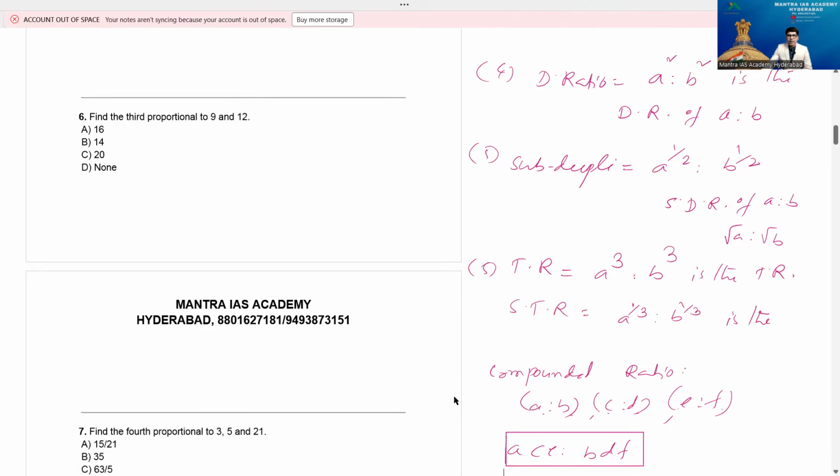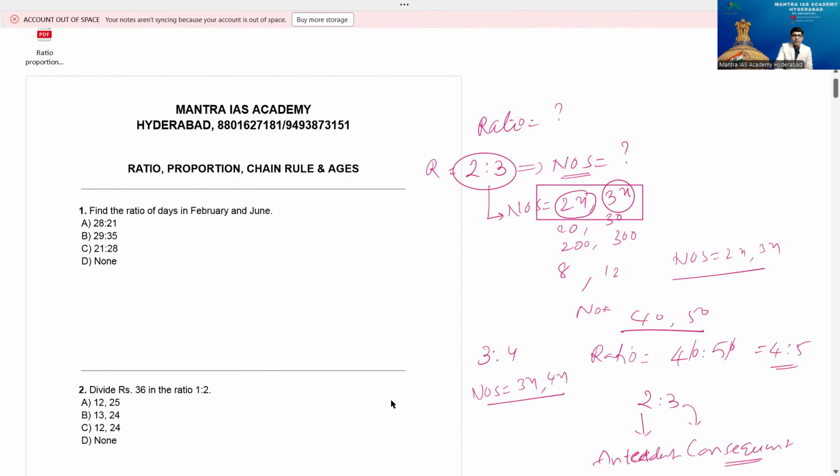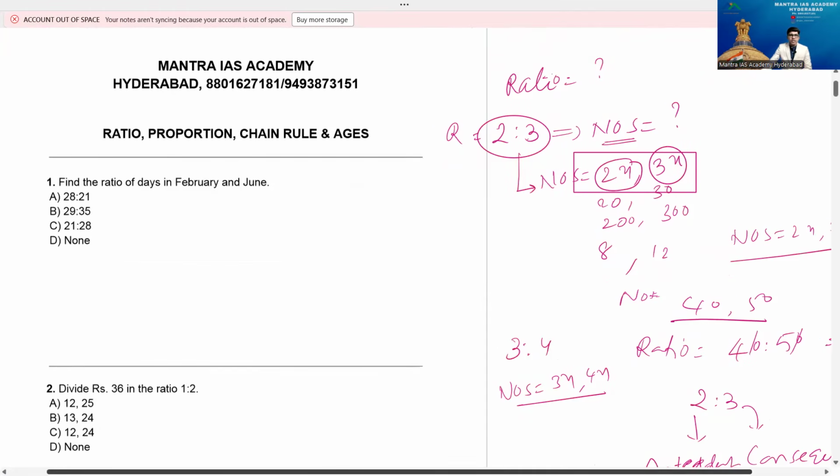So many points will come while doing the problems. So I'll just start the first one here. Find the ratio of days in February and June. You might be knowing that February, strictly mentioned, there should be no doubt here: should we take 29 or 28? When the examiner simply mentions February, it means only an ordinary year we have to consider. Otherwise, he would mention leap February. So in February, we have 28 days. In the month of June, we have 30. So he's asking the ratio.